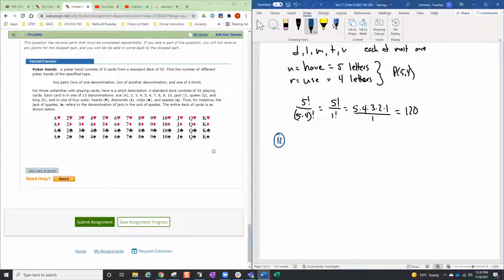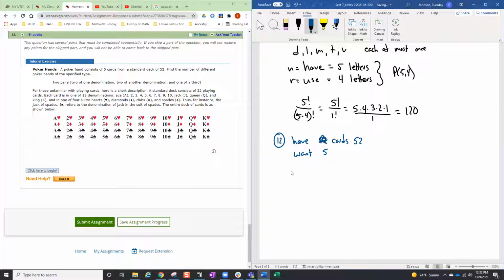A poker hand consists of 5 cards from a standard deck of 52. Find the number of different poker hands of the specified type. Okay. We have 52 cards, and we want 5.